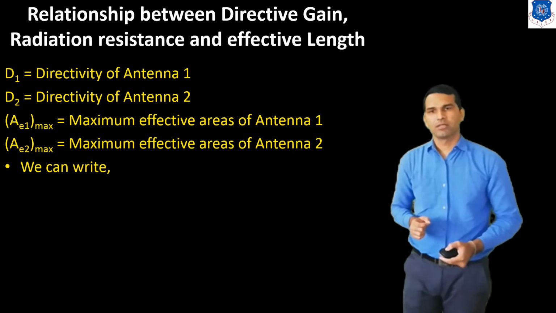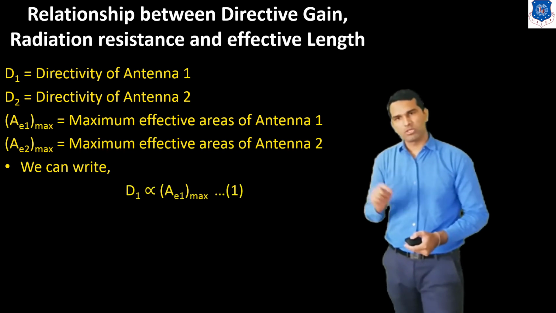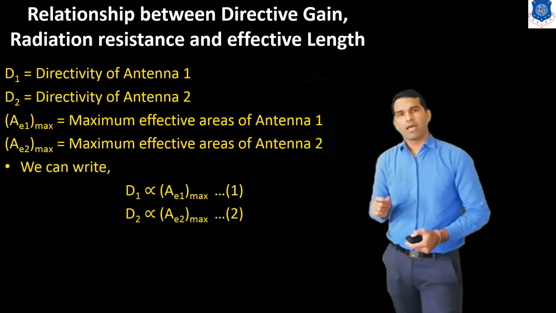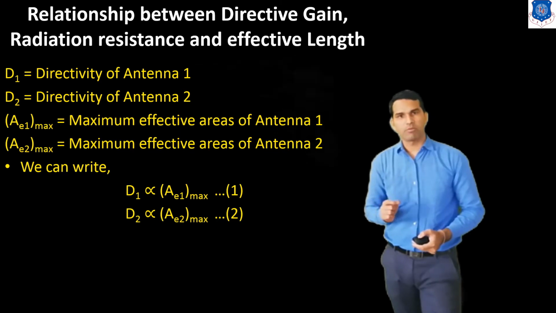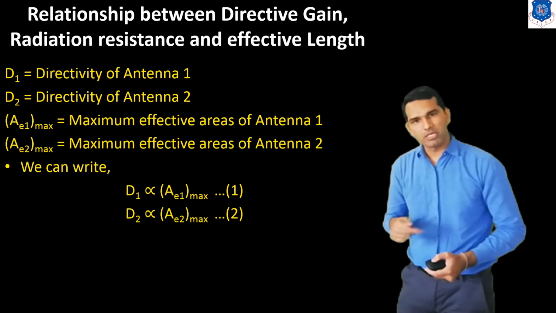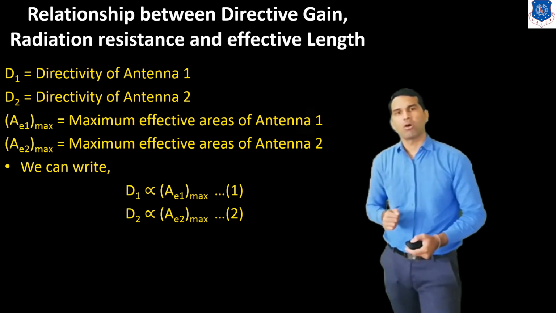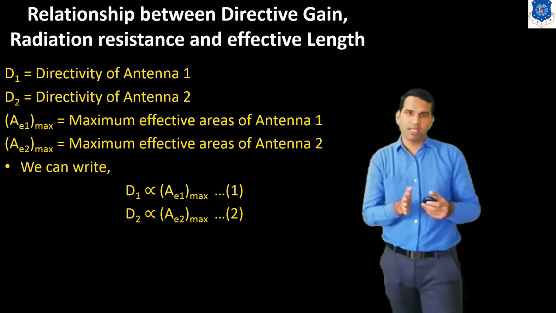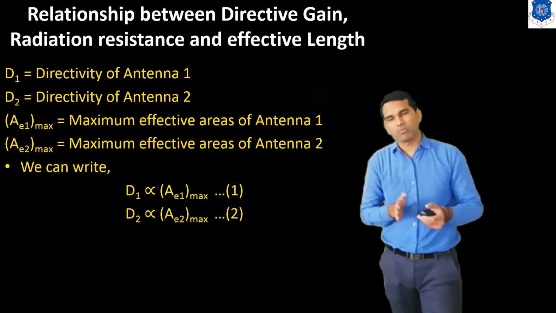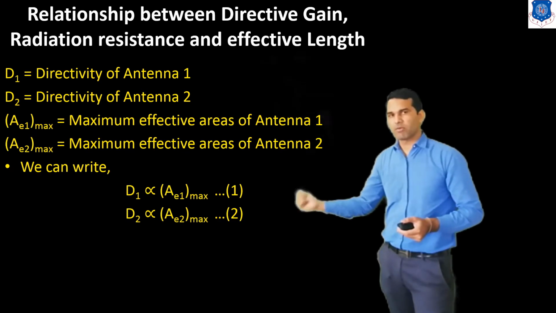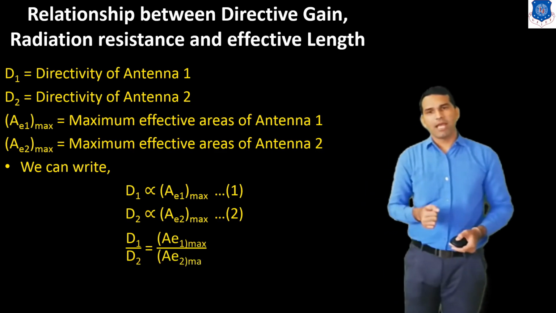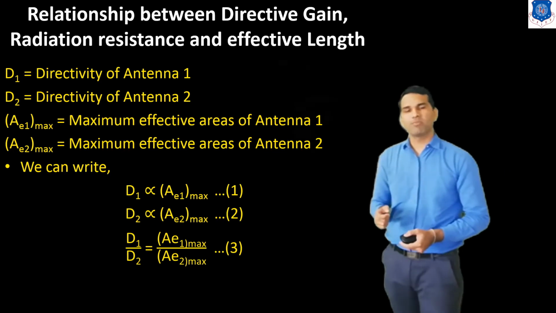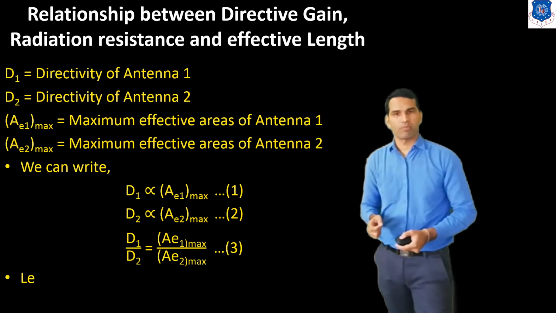We can write D1 is proportional to AE1 maximum, and the same for antenna 2: D2, that means the directivity of antenna 2, is proportional to the maximum effective aperture of antenna 2, because we know that the directivity is related to the effective aperture of the antenna. So we can write this equation in terms of the ratio as D1 upon D2 is equal to AE1 maximum upon AE2 maximum.